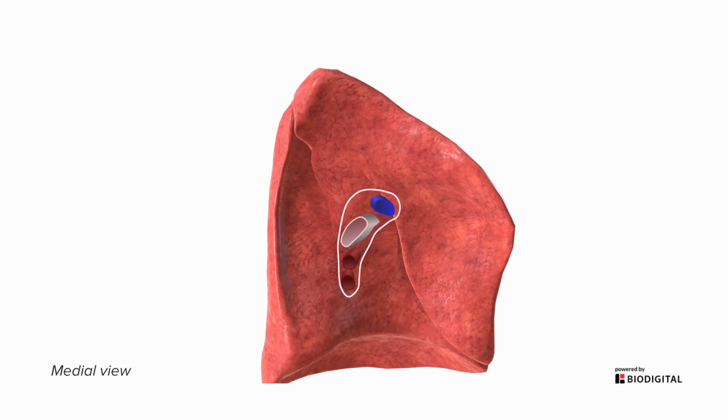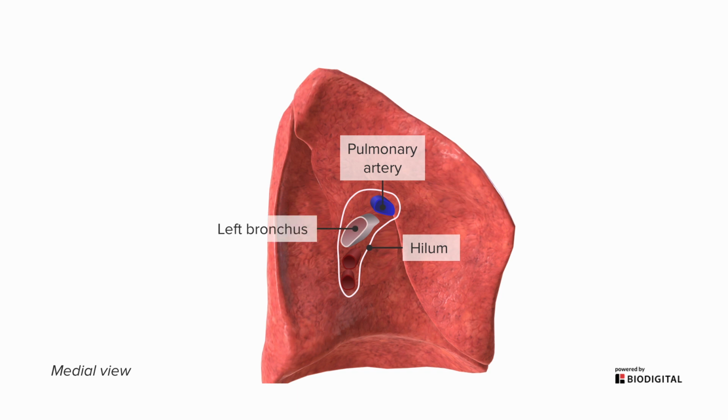If we were to look from a medial point of view, we would see a little bit of a gap in the lung called, again, the hilum, where structures can enter and exit. In the case of the left lung, we have the pulmonary artery sitting just superior to the bronchus. And then most inferiorly, we have the pulmonary veins.